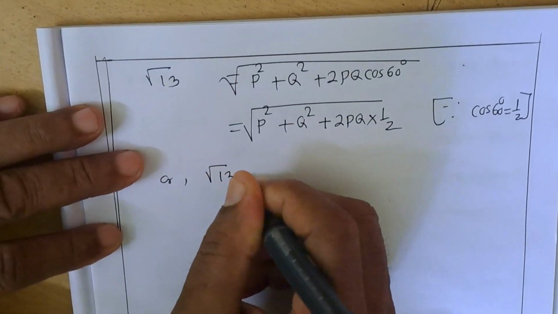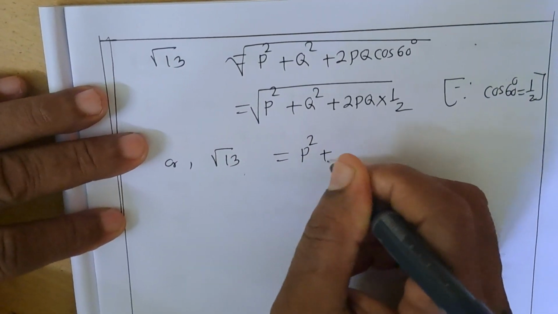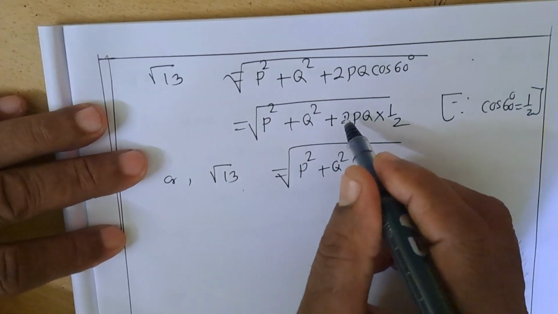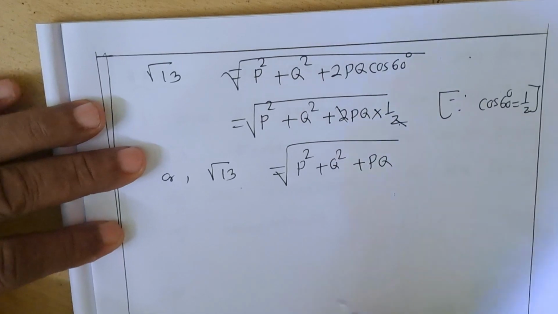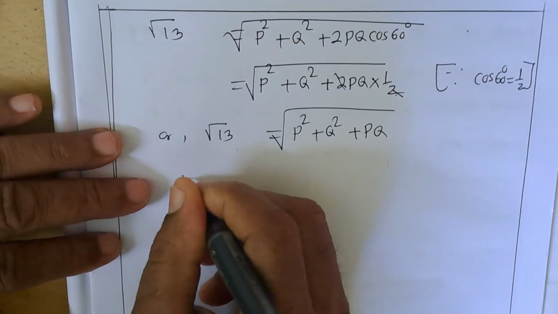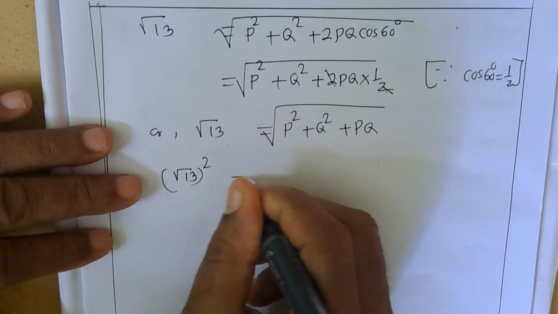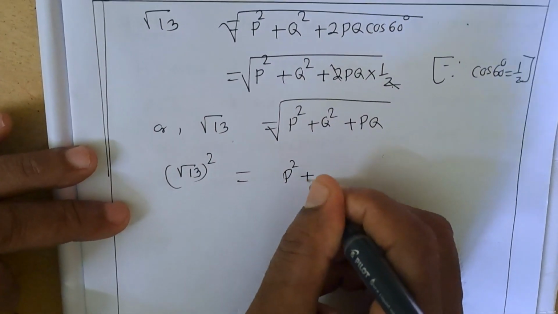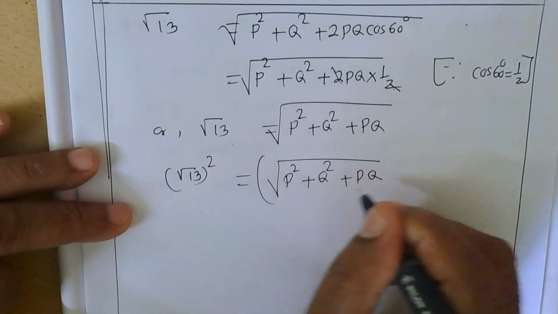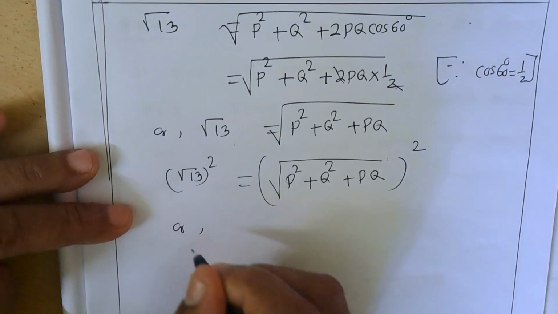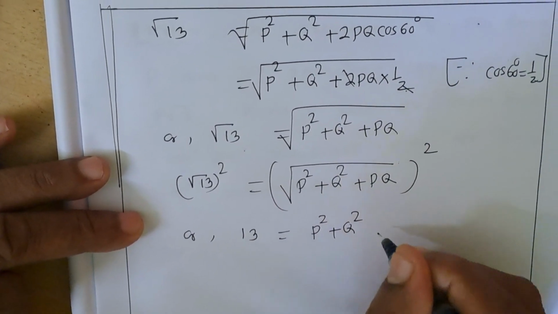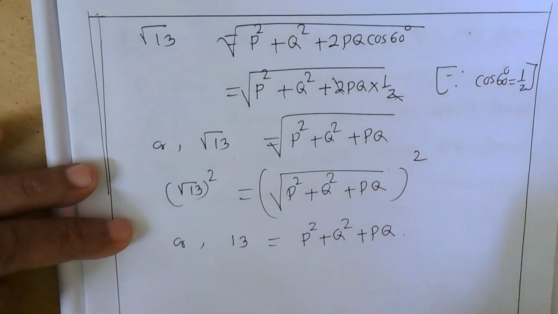Therefore, root over 13 is equal to root over P square plus Q square plus PQ, because 2 cancel. Then, squaring both sides, we have root over 13 whole square is equal to root over P square plus Q square plus PQ whole square, or 13 is equal to P square plus Q square plus PQ.